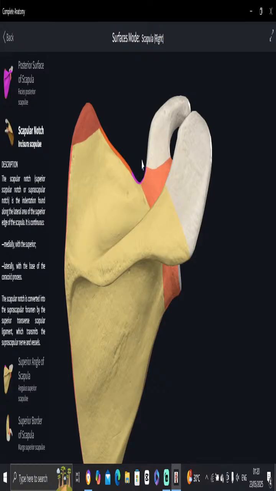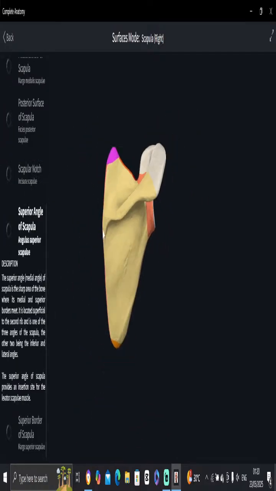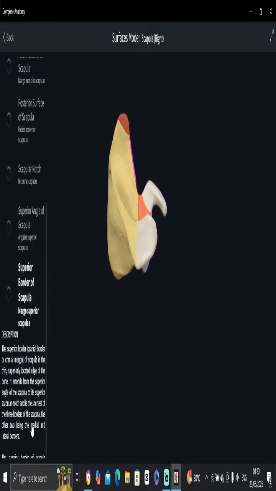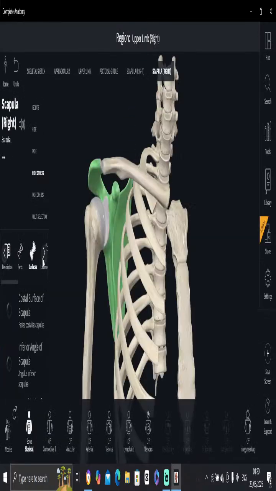A hole or an opening is called a foramina or a foramen. So it converts it into the suprascapular foramen. So the suprascapular foramen serves as passageway for the suprascapular nerve and the suprascapular arteries and veins. So this is the superior angle of the scapula, which is the attachment point for the levator scapulae muscle that we've talked about, which of course rotates the scapula upward. So basically, those are the important landmarks or the surfaces.